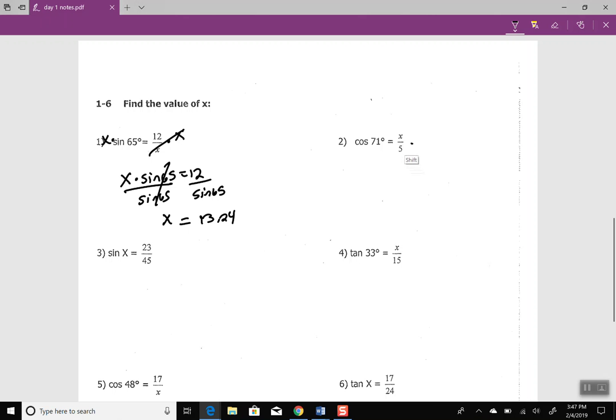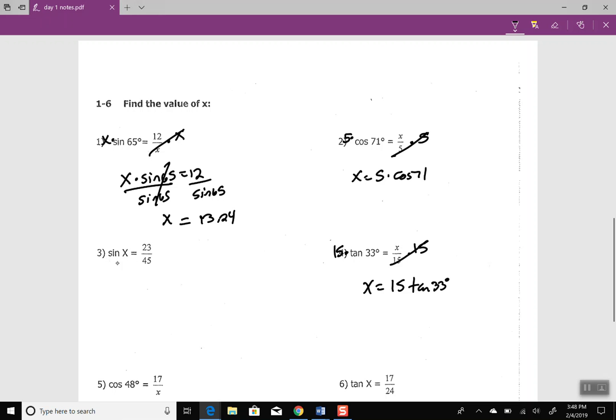This one, x is already in the top, so I can just multiply both sides by 5. Cancels. X equals 5 times the cosine of 71. You can plug that into the calculator and do that one. This one, same idea. Multiply both sides by 15. Cancels. X is going to equal 15 times the tangent of 33 degrees.